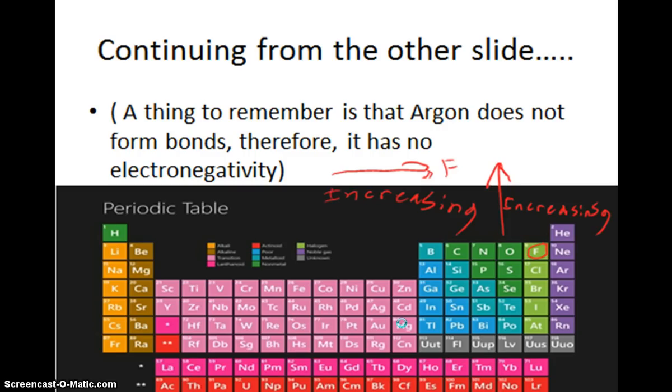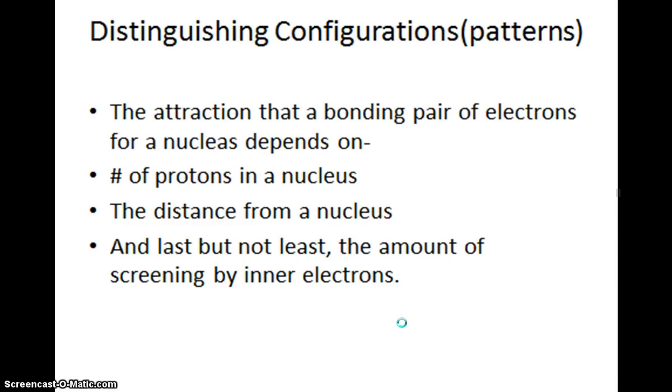Reading the periodic table is fairly simple. Starting from fluorine, electronegativity increases going to the right and also going up. On the opposite, you go to the left and down. It's fairly simple. Distinguishing configurations, otherwise known as distinguishing patterns. The attraction of a bonding pair of electrons for a nucleus depends on the number of protons in the nucleus, the distance from the nucleus, and last but not least, the amount of screening by inner electrons.